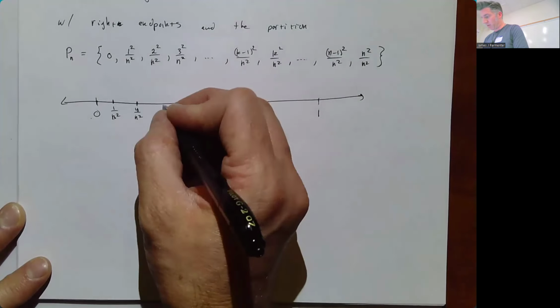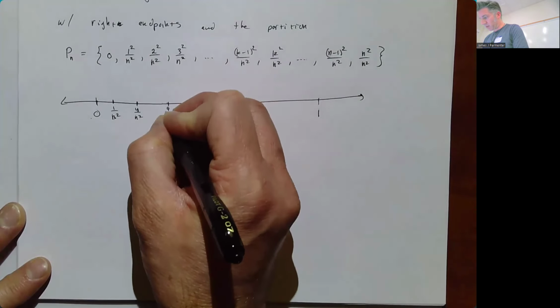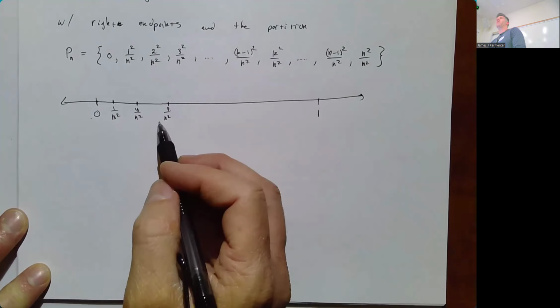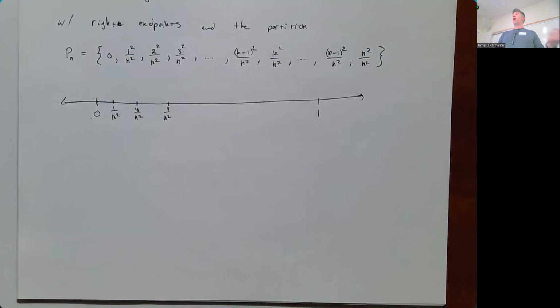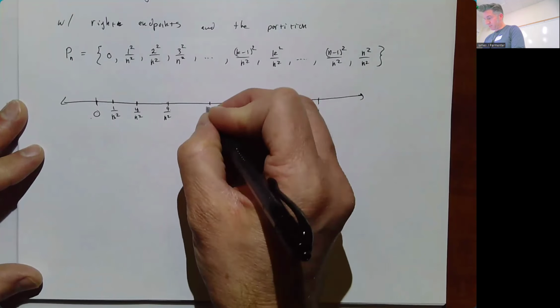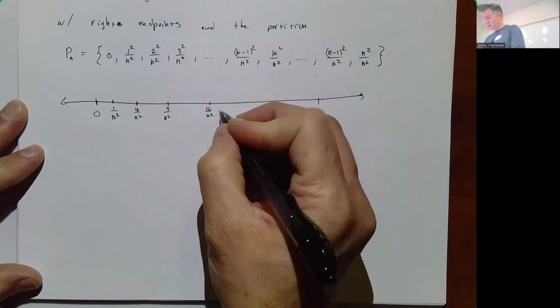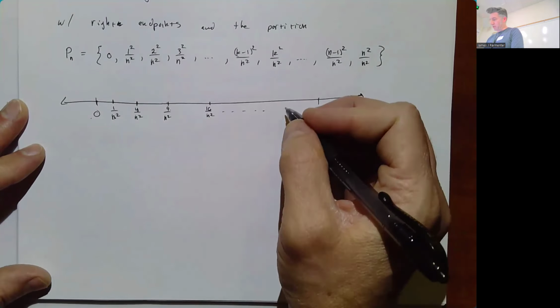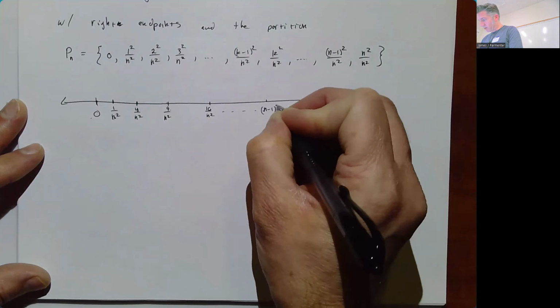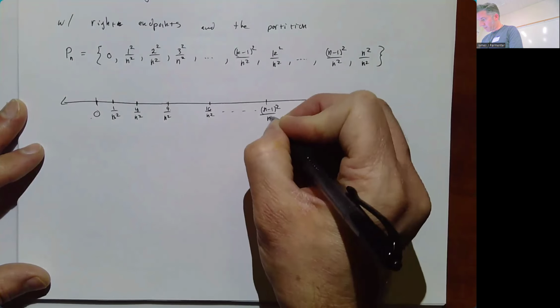The next one would be at 9 over n squared, which is a still bigger difference. The difference between 9 and 4 is 5. In fact, every difference is just the next odd number. The next one would be 16 over n squared, which has a difference of 7. So every time, it's going to be bigger, up until the very last one, which is n minus 1 squared over n squared.